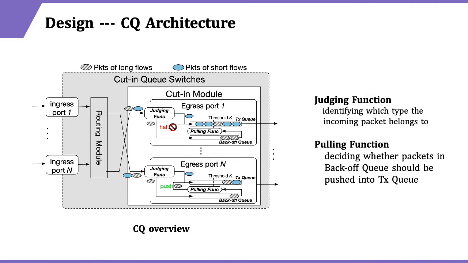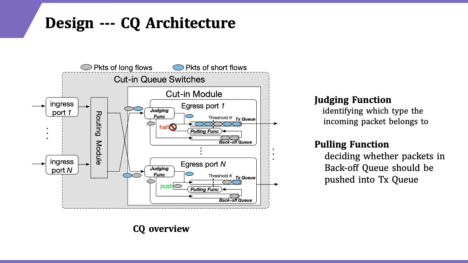This figure shows the overall architecture of CQ. The cut-in module, which consists of two functions and two different queues, works after packets finish their routing. It performs different operations in a per-egress port manner according to the type of arriving packets.